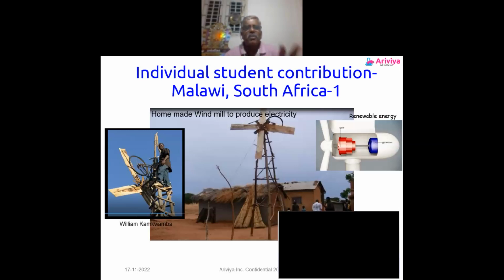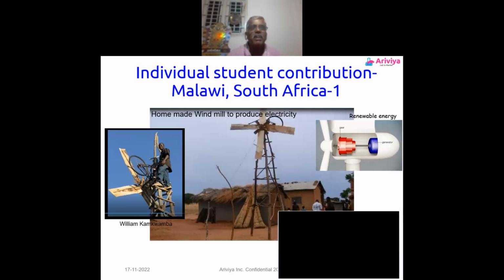You see, this is one individual, a student's contribution. In Malawi, his home did not have any electricity. So he built his house using second hand material, and he got electricity by using a homemade windmill to produce electricity.